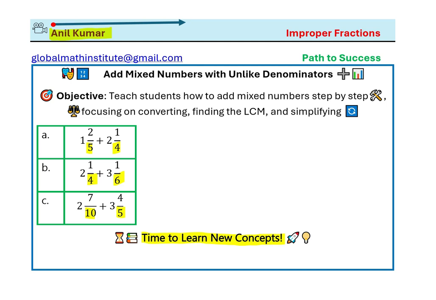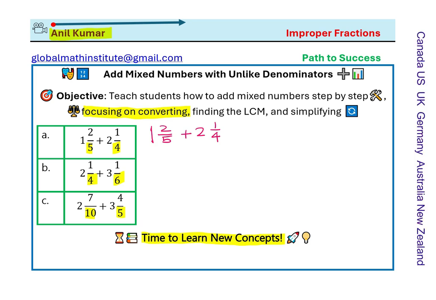Great. Now, let's see. How do we add the mixed numbers? Let's begin with the very first one, which is 1 2 over 5 plus 2 1 over 4. Now, in this particular video, I'm taking a strategy where we are focusing on converting to improper fractions. In the other video, we will do it without converting to improper fractions, which is slightly faster. But we should understand both these strategies. Great. So let's first convert to improper fractions.